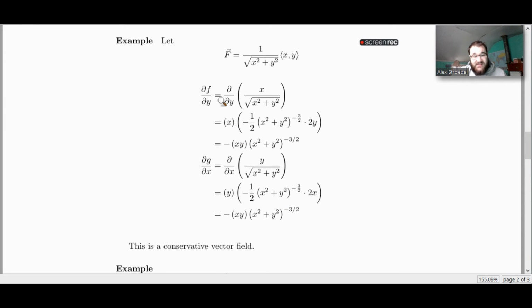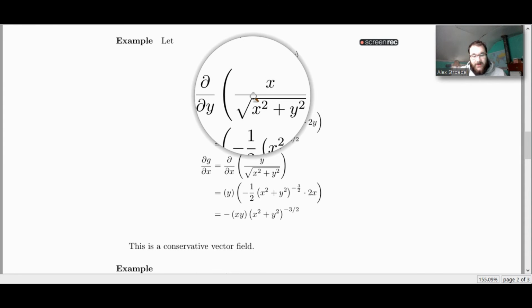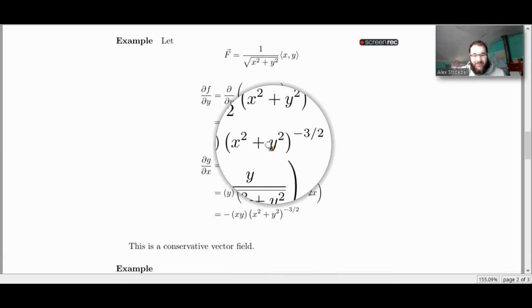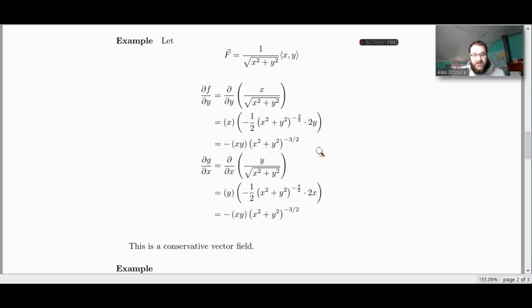So if you notice that when you take this derivative and this derivative, you end up with the same value. So this is a conservative vector field because these two values are equal to each other.